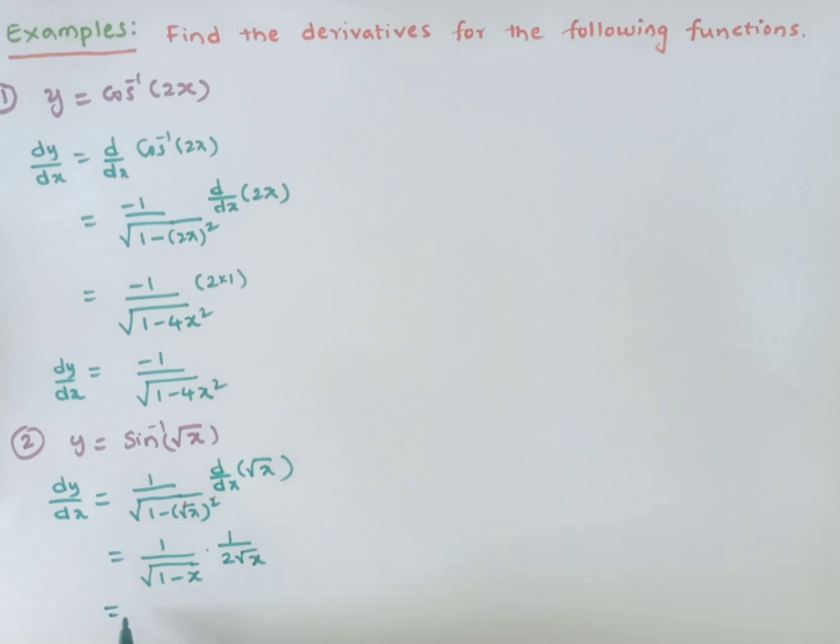So this is 1 divided by 2 into root of 1 minus x, and into root x. Since root a into root b is root of a into b, we can express it as x into 1 minus x. So this can be written as 1 divided by 2 into root of x minus x square. So the derivative of this is 1 by 2 root of x minus x square.